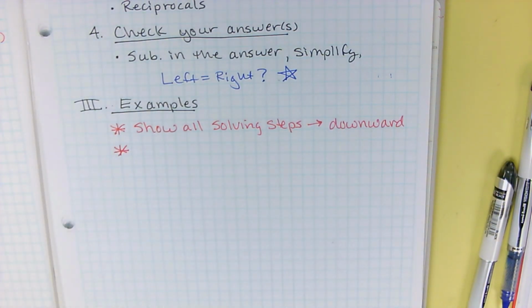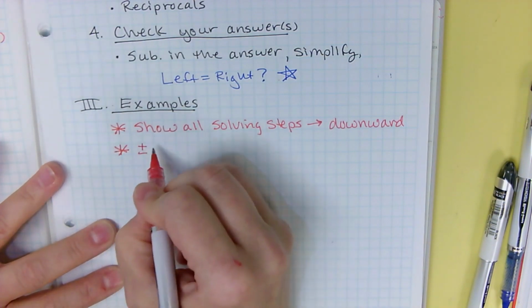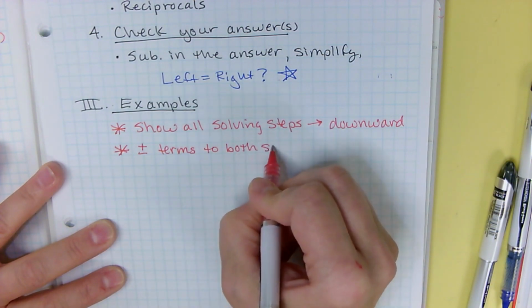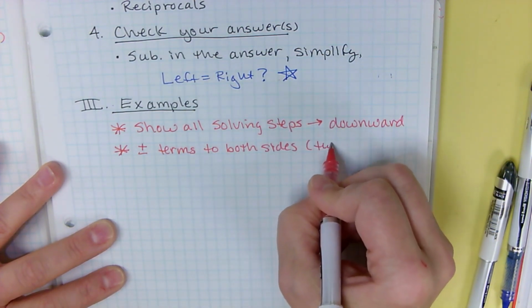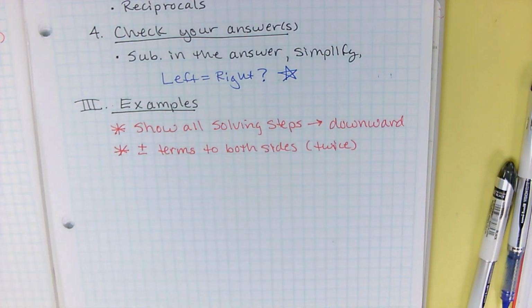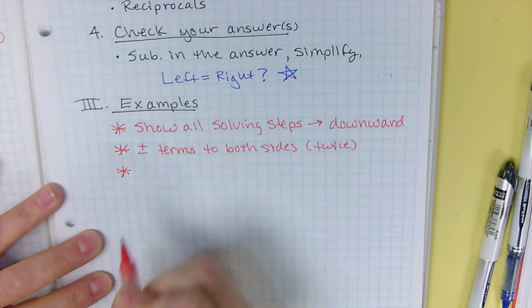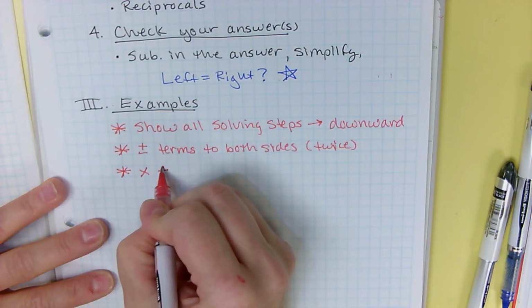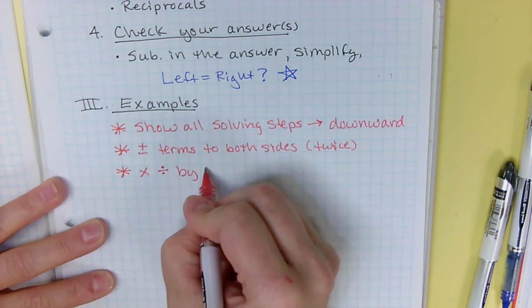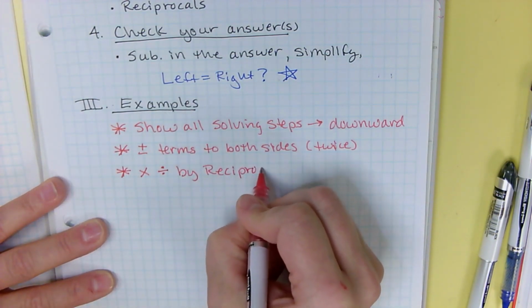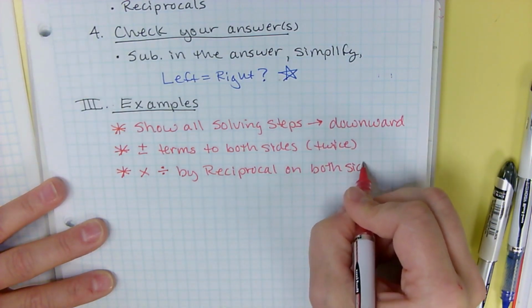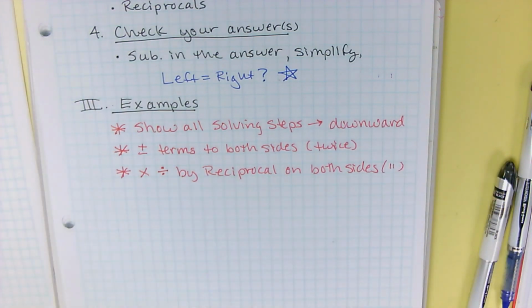Second, you're going to add or subtract terms to both sides. So most actions that you're going to do will happen twice. You'll do it once on the left and once on the right. And then I'm going to show you reciprocals, which will be new for some of you. We're going to do x divided by a reciprocal on both sides, which again will happen twice.